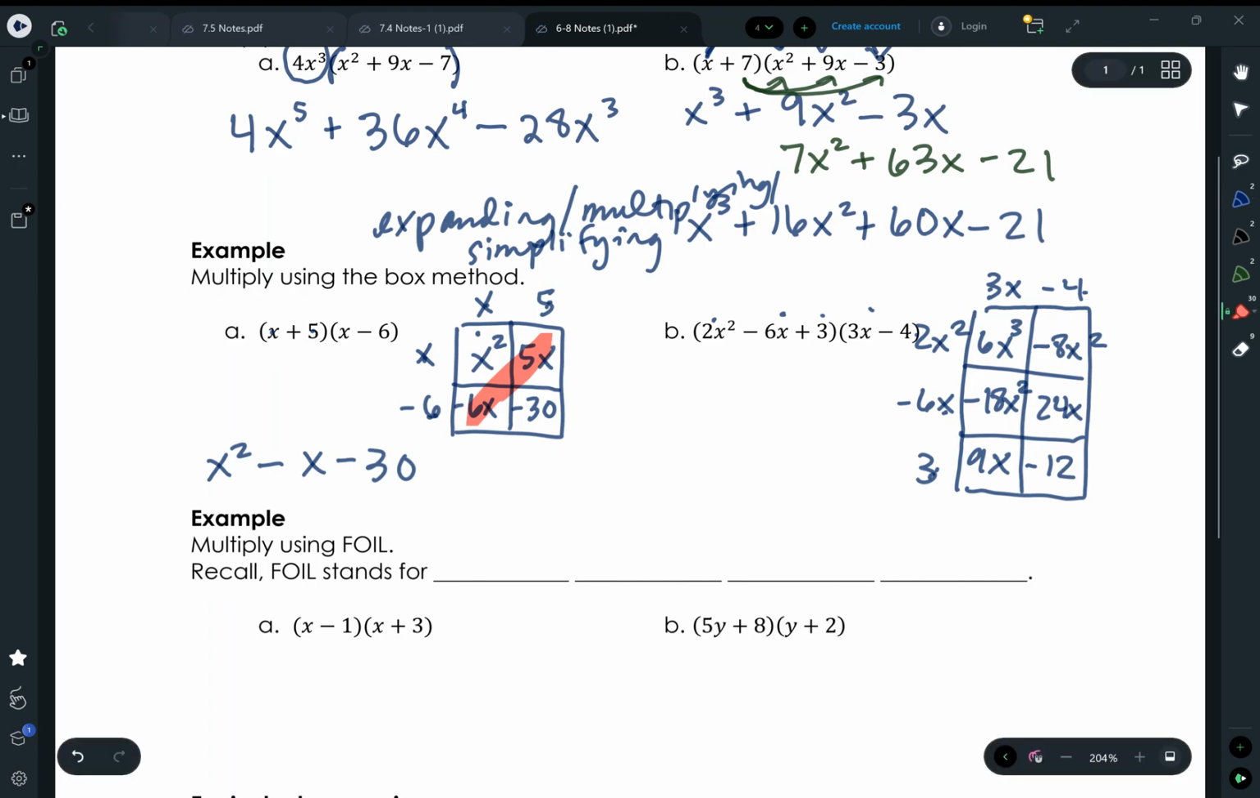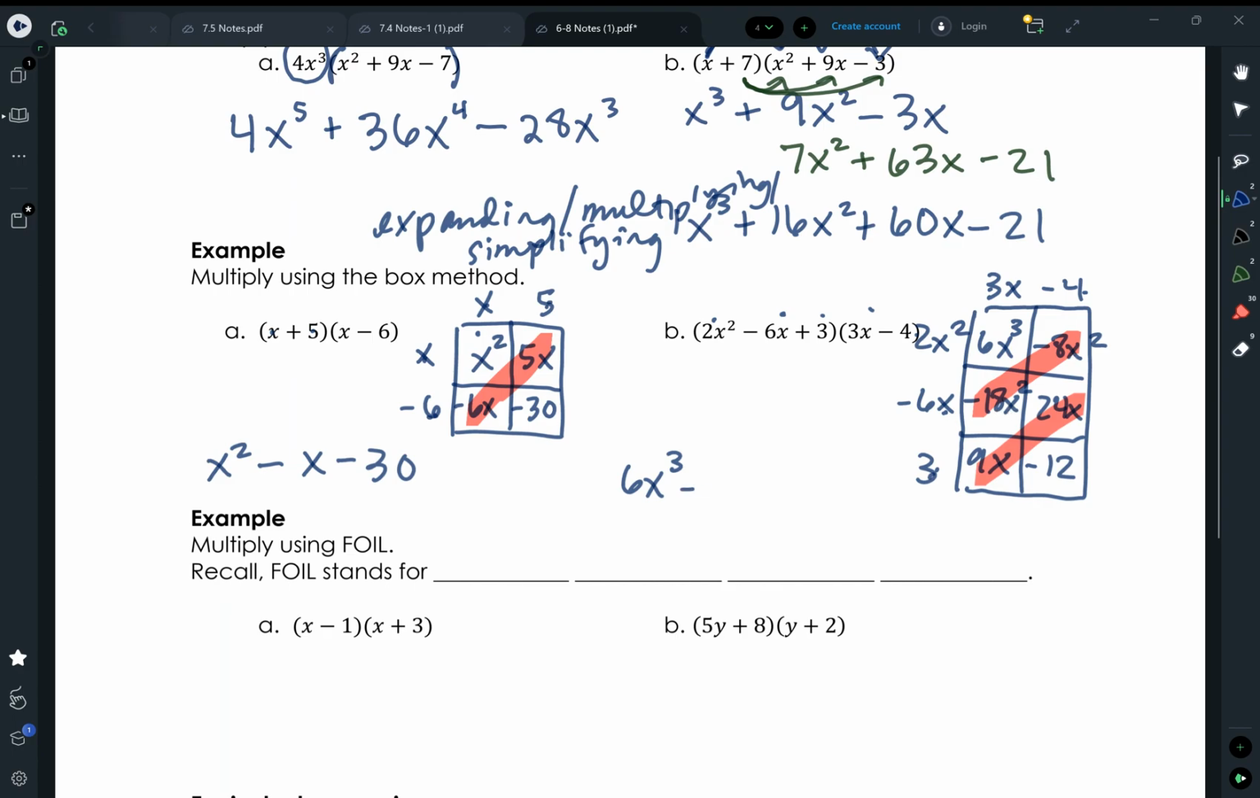So when I go to write this out, I have my like terms kind of lined up on these diagonals that I'm going to have to make sure I combine. So first we have the, let's see, 6x cubed. So I'm just writing down the stuff that's in the boxes. Negative 18x squared and minus 8x squared makes a minus 26x squared. 9 and 24 makes a 33x. And then my last term is the minus 12.